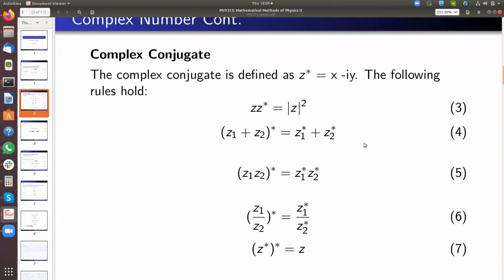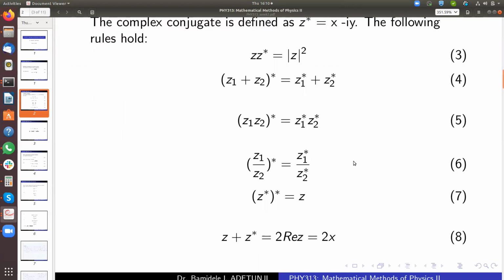One of the rules is what we have in equation 3: if you have z and you multiply it by the conjugate of z, you are going to have the square of the modulus. That is, by the time you take the modulus of z, then you square it, you have z times z conjugate. The same thing, if we are given two different complex numbers, z1 plus z2, and you add them together and take the conjugate, you can write it as the conjugate of z1 plus the conjugate of z2, which is equation 4.